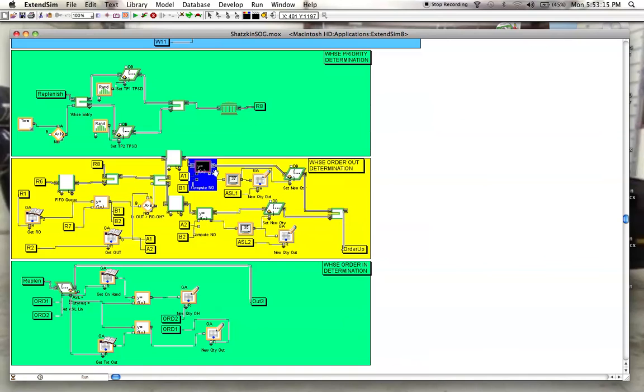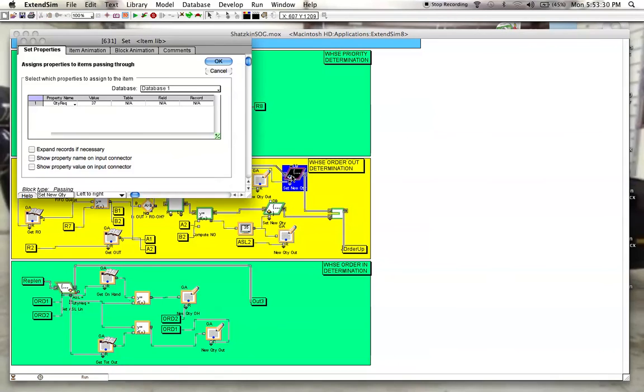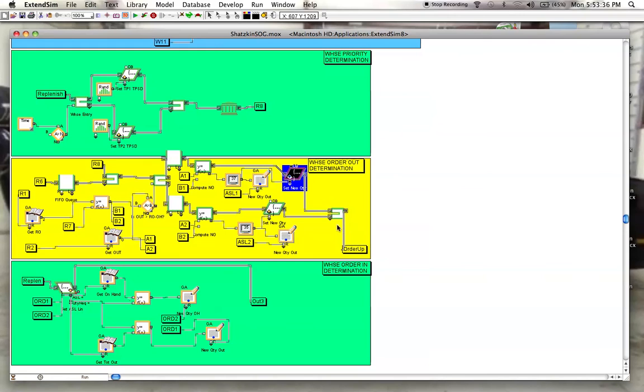So in both cases, we update the new quantity out, and we also assign that value as the new attribute under quantity required for that requisition. And then that order continues on in the simulation.